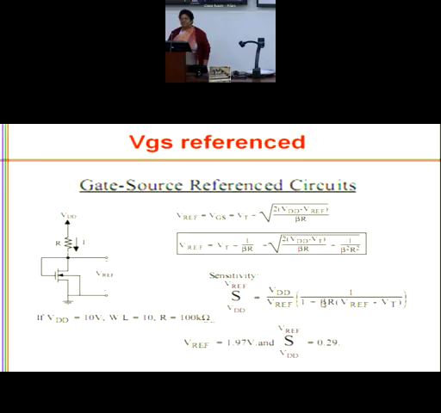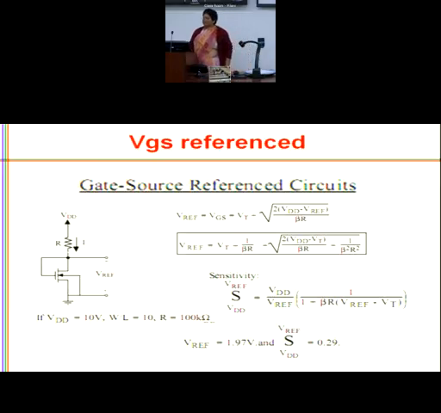VT is known to me. Beta is mu and C ox. I know the mu and C ox. W by L is given. VDD is given. I put in all the values in this. I substitute. And the moment you substitute, it comes out to be 0.29. I am very glad. Now you are getting a value less than 1. That means this arrangement works. That means this arrangement suppresses the fluctuation. So my VDD may be fluctuating, but your Vref is not fluctuating that much. Fluctuations are less in the Vref.